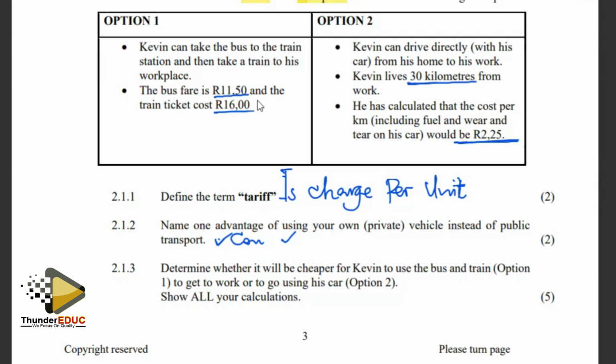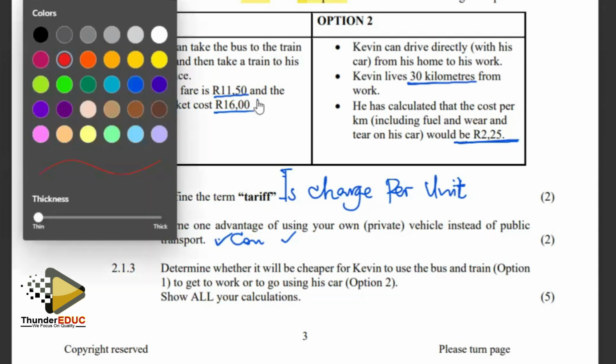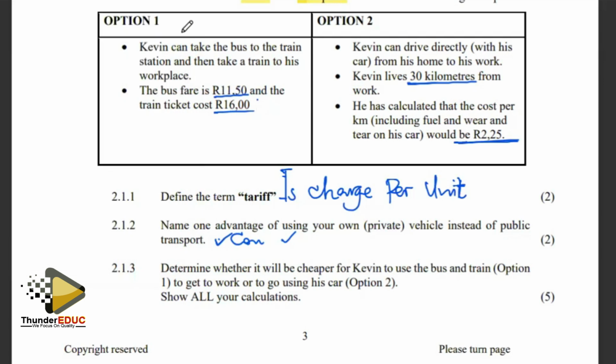2.1.3. Determine whether it will be cheaper for Kevin to use the bus and the train, which is option one, to get to work or to go using his car. Now, here we need to analyze. What are we going to look at? First and foremost, you ask yourself, if it's to use a bus and train, how much is he going to use? Let's look at option number one.